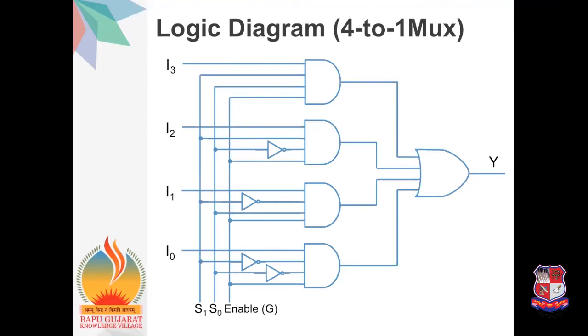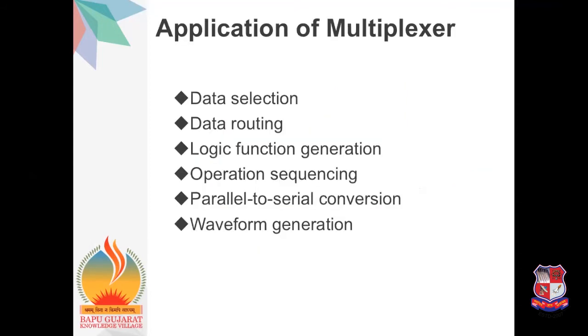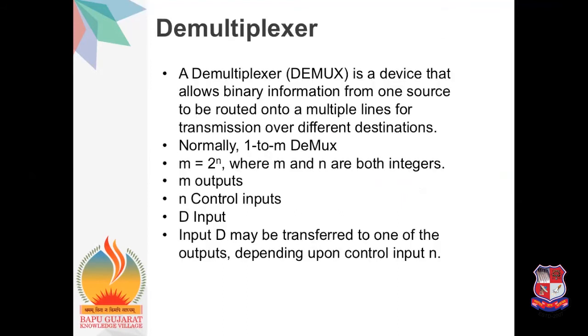So now let's see some applications of the multiplexer. A multiplexer can be used as a data selector, for data routing. It's also used as a logic function generator. By using that, we can generate different logic functions. It's also used in operation sequencing, parallel to serial conversion, and waveform generation. So these are some applications of the multiplexer. Now let's see the demultiplexer.